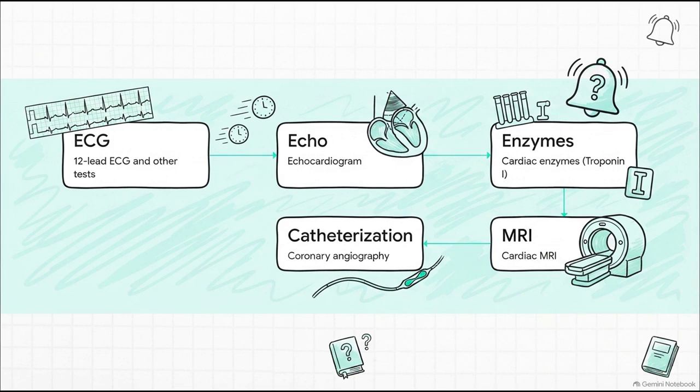Once those alarm bells ring, the workup happens fast. The flow usually involves a 12-lead ECG, an echocardiogram, and critically, a check of cardiac enzymes, specifically troponin I. We heavily rely on this biomarker to confirm an acute MI. Providers might also order a cardiac MRI or go straight to coronary angiography to get a direct look at the vessels. But keep that reliance on biomarkers in the back of your mind, because what happens when a patient passes away before we can even draw those labs? That brings us to our next section.